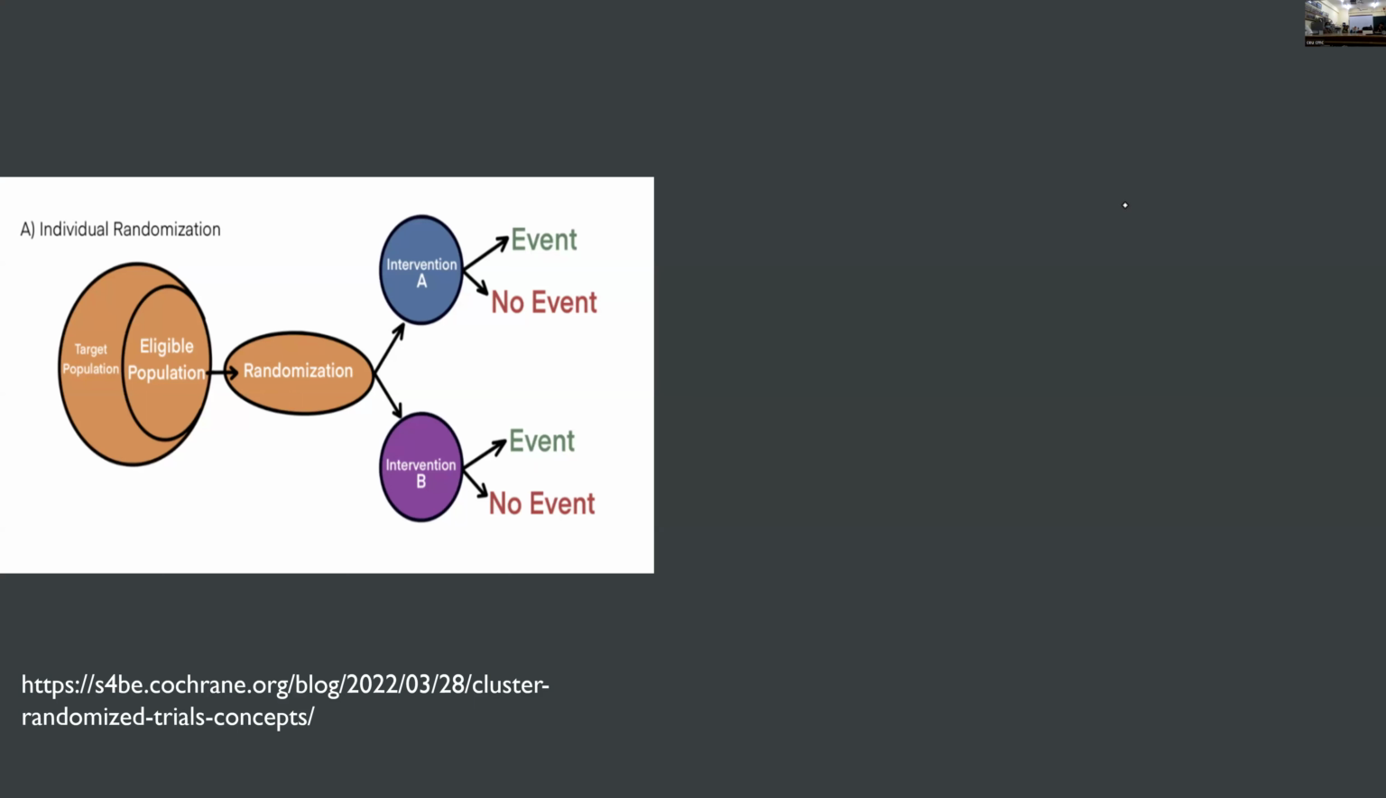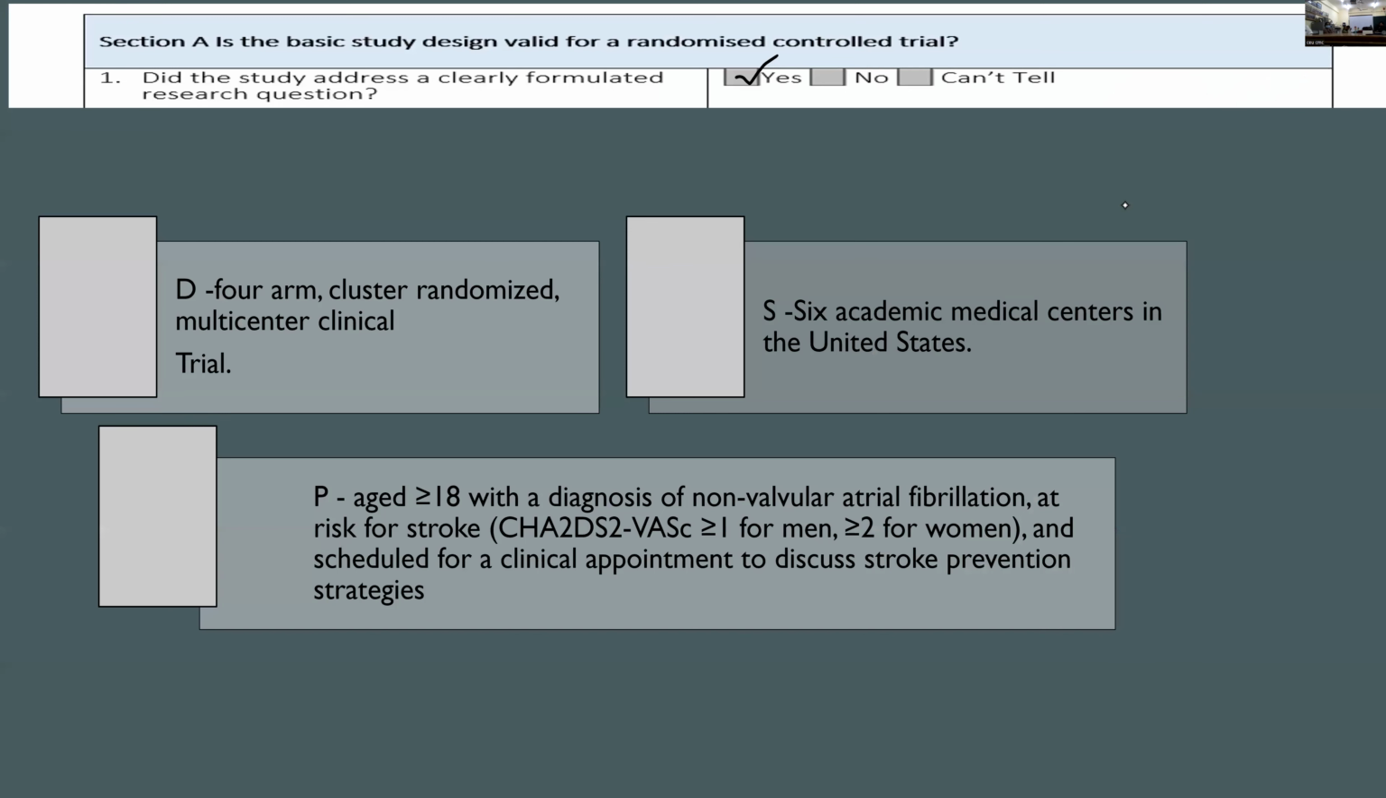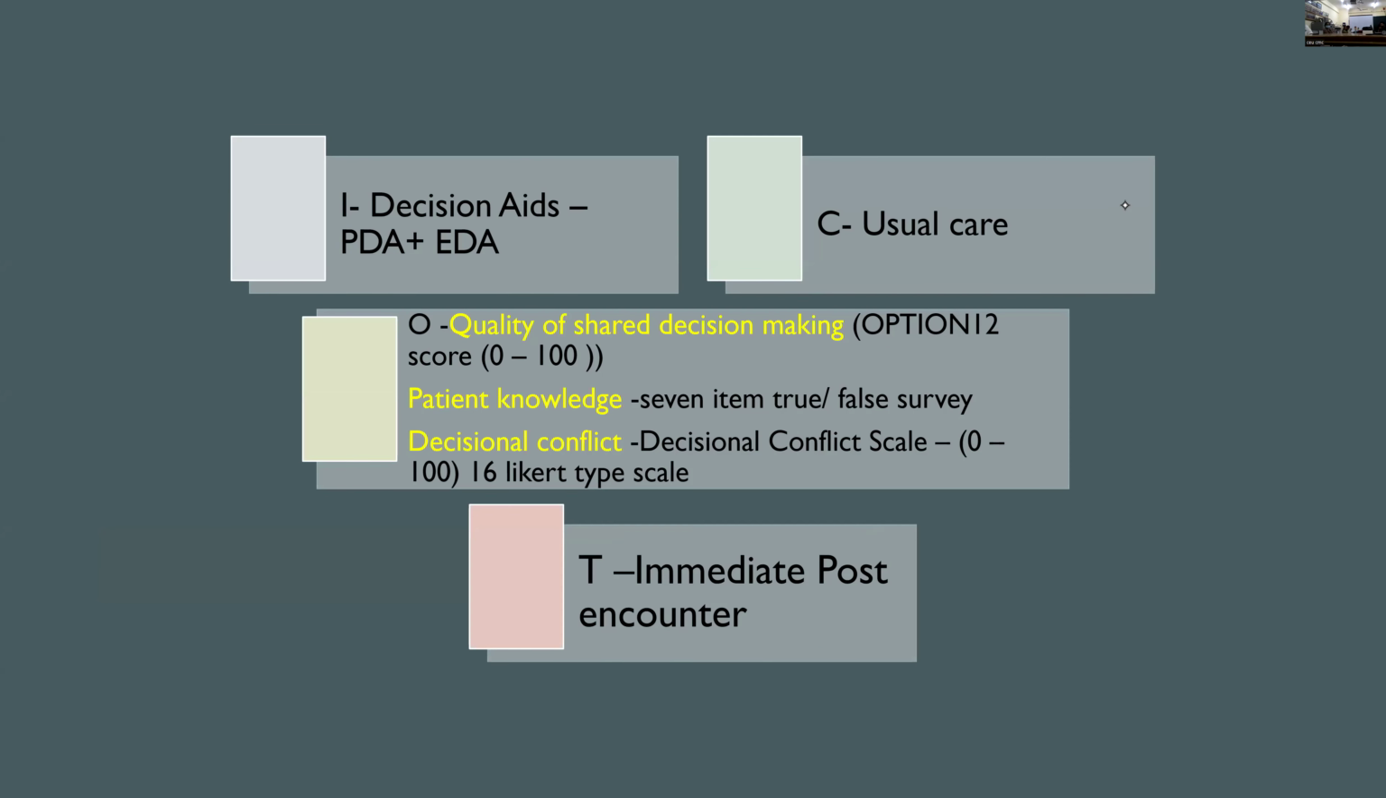So just to summarize, the target population, the eligible population, is randomized to two groups. In cluster randomization, you locate the possible clusters and you randomize the clusters into different groups, with the same intervention and control. So this study was a 4-arm cluster randomized multicenter trial. It was done across 6 academic centers in the US, and they had taken patients more than 18 years with a diagnosis of non-valvular atrial fibrillation. The intervention arm was a decision aid, and the control arm was usual care.